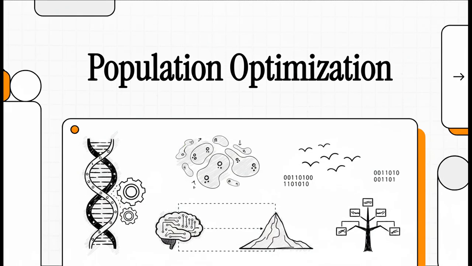Welcome to This Explainer. Today, we're tackling something pretty mind-bending: how computer science actually borrows from biology to solve impossible calculations. We're looking at population-based optimization methods. It's this fascinating intersection where nature's oldest survival strategies become our most cutting-edge digital algorithms. Okay, let's dive into this.